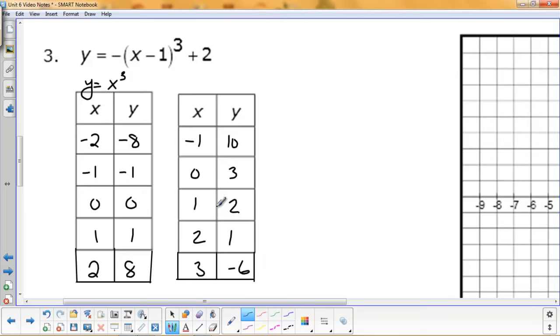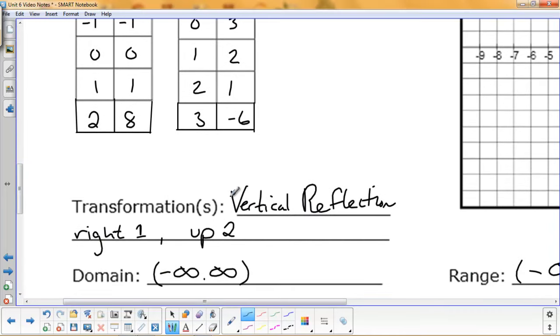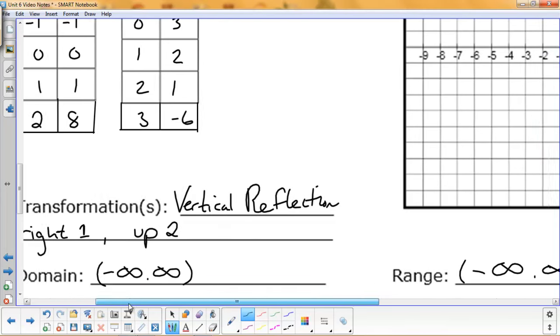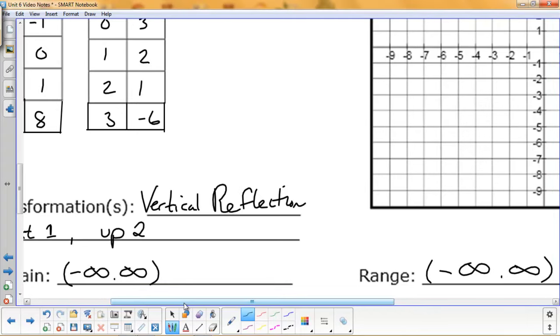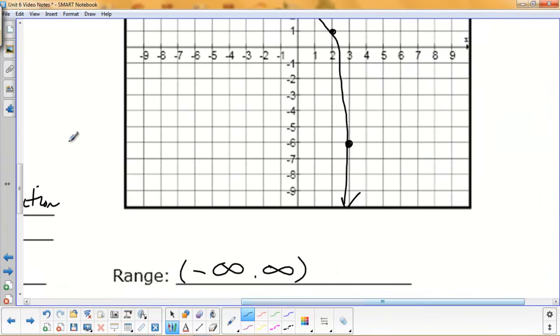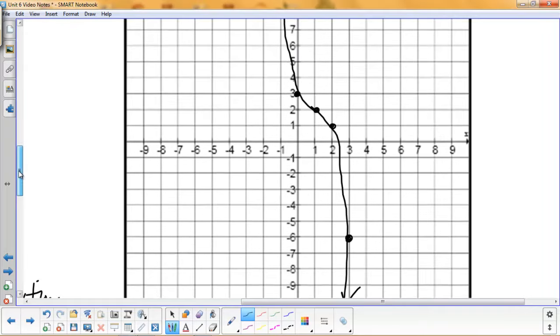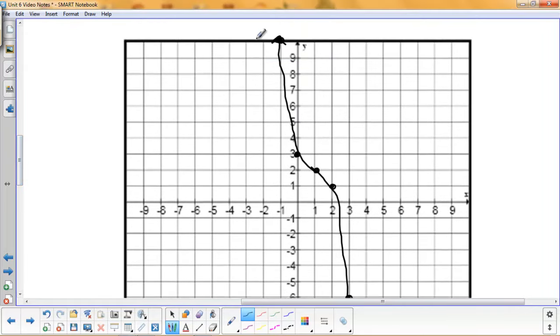Okay? The next thing we want to identify is that their transformations are a vertical reflection, moving to the right 1 and up 2. You can create your domain and range first because the domain and range has no restriction, or you can graph it and then from there create a domain and range. See how I've used my critical values from my table?